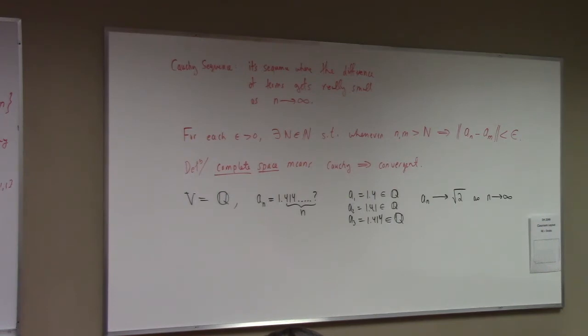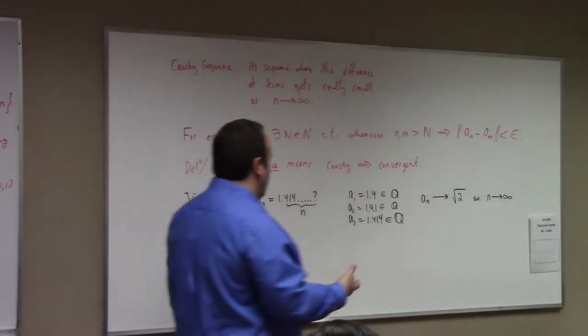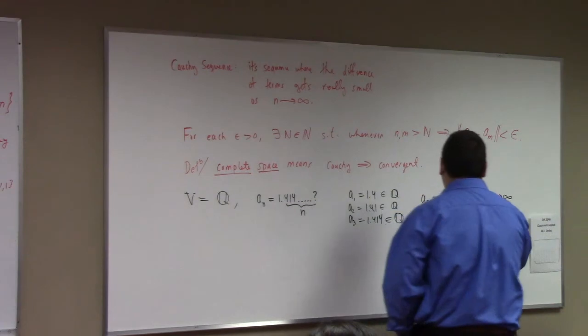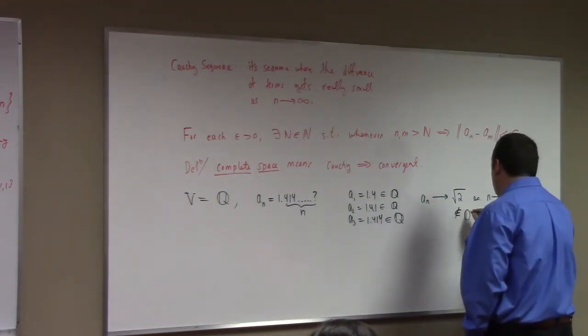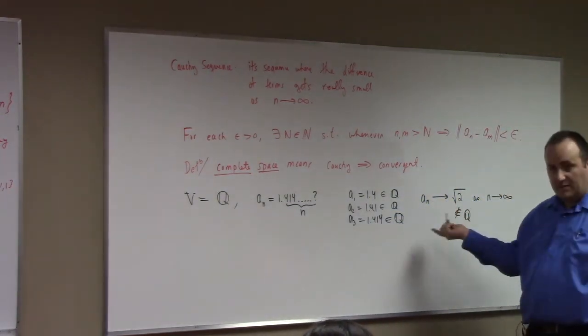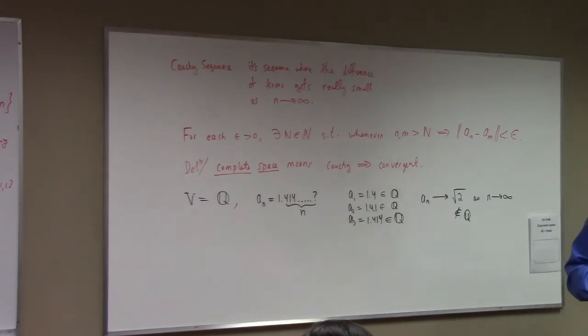Because the rule for convergence is you have to converge to a point inside the space you're in. In the rational numbers, we don't have the square root of 2. So this is a sequence which converges outside of the space, which goes to show you, this is not an element of Q, right? This is an example of a Cauchy sequence of rational numbers which does not converge to a rational number, which speaks to the fact that the rationals are not a complete space.